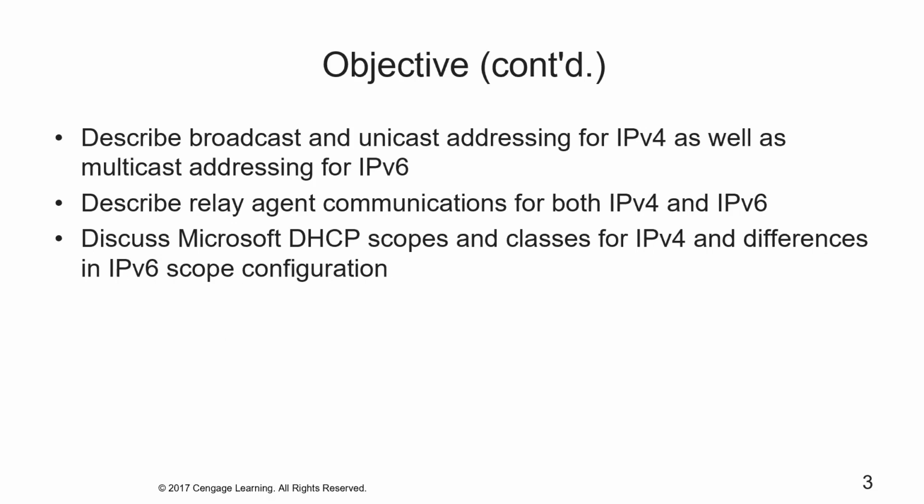Furthermore, we're going to describe broadcast and unicast addressing for IPv4, as well as multicast addressing for IPv6. We're going to describe the relay agent communications for both IPv4 and IPv6, and we're going to discuss Microsoft DHCP scopes and classes for IPv4 and differences in IPv6 scope configuration.